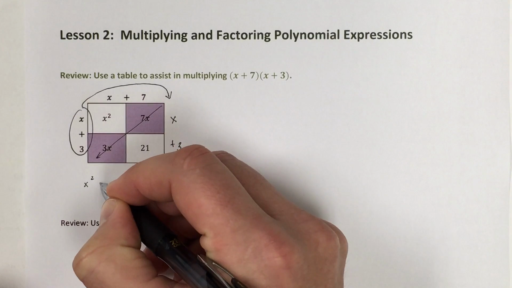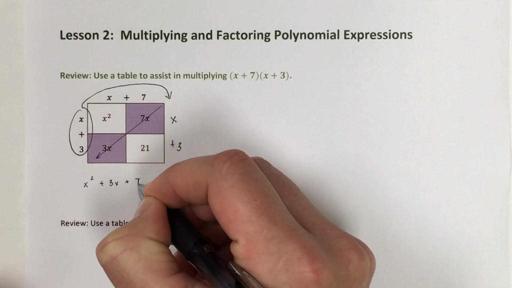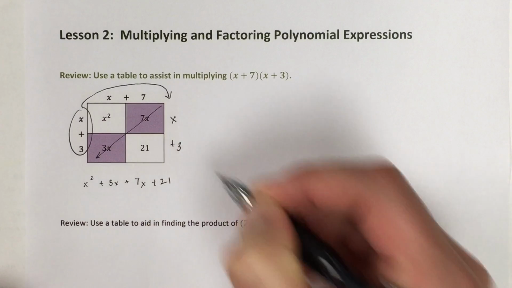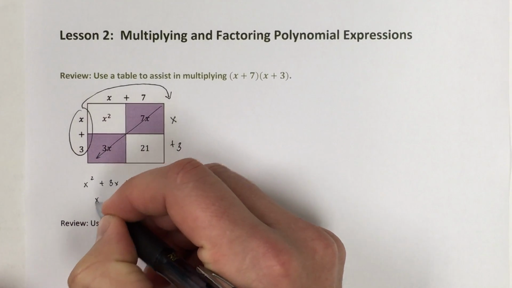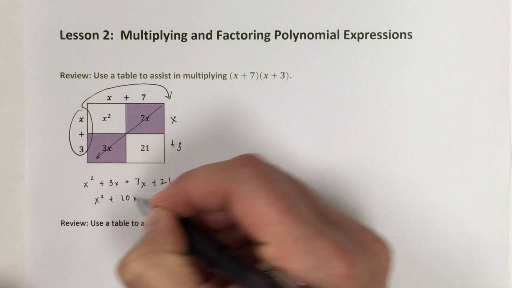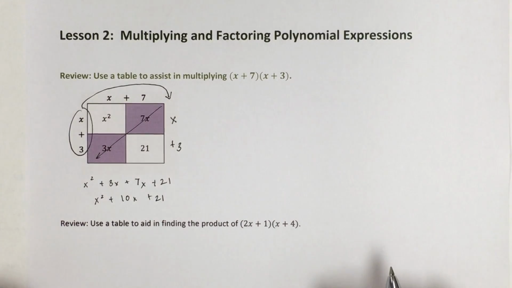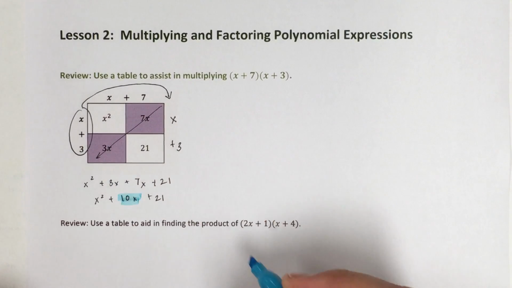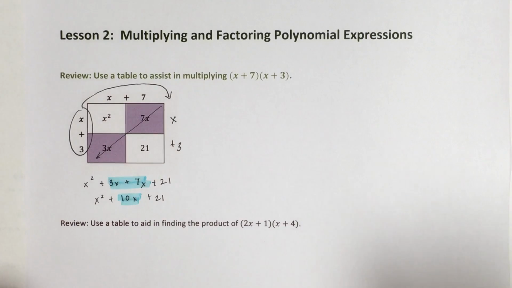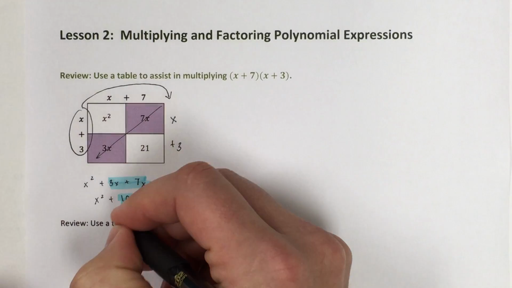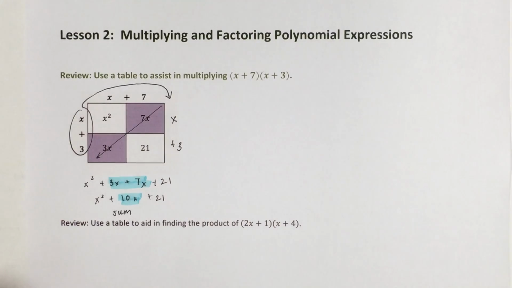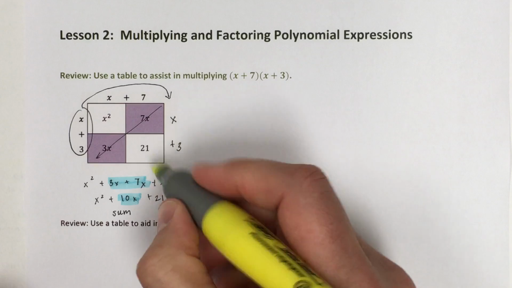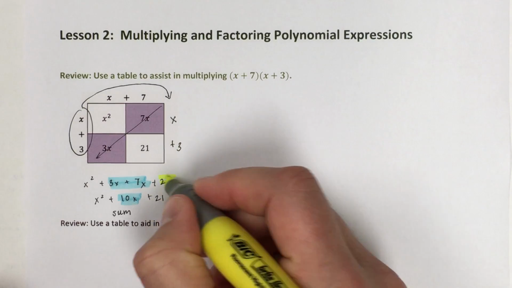is x squared plus 3x plus 7x plus 21. And your final answer is x squared plus 10x plus 21. What I'd like to remind you is exactly how we got each term. The 10x came from the sum of 3x and 7x, so we'll write sum there. And the 21 came from the product of 7 and 3.